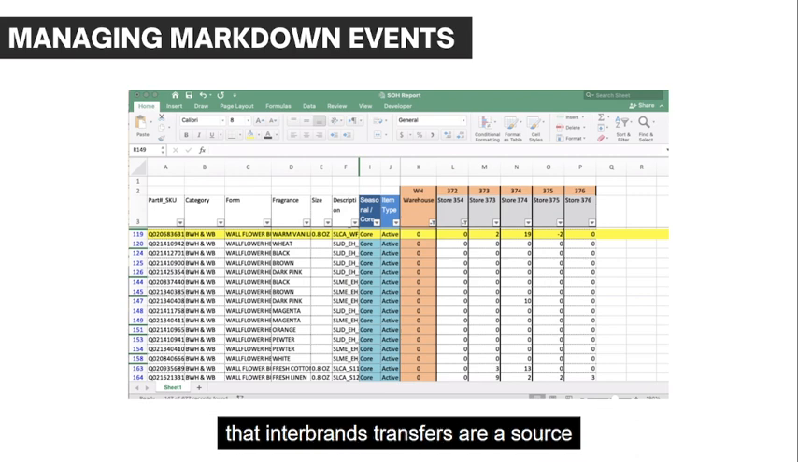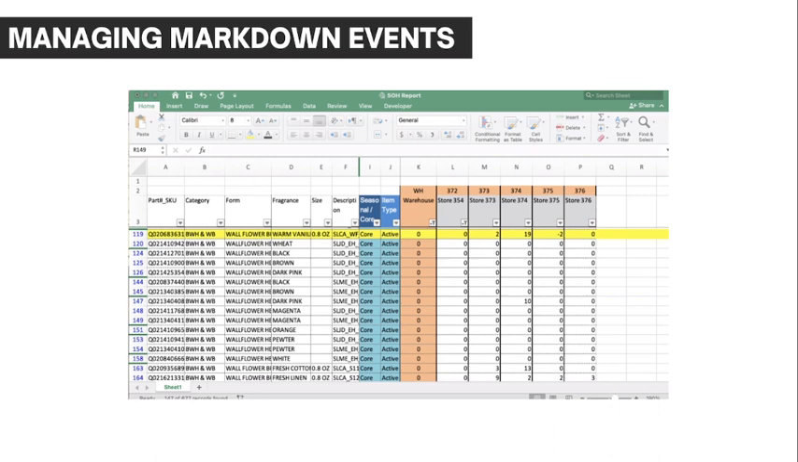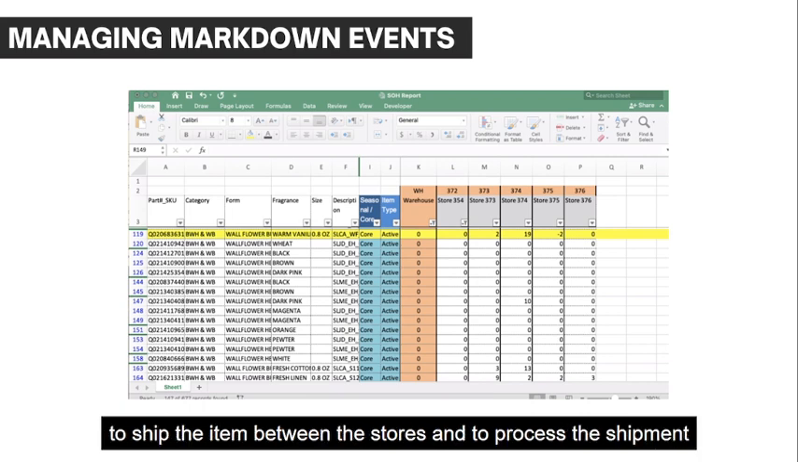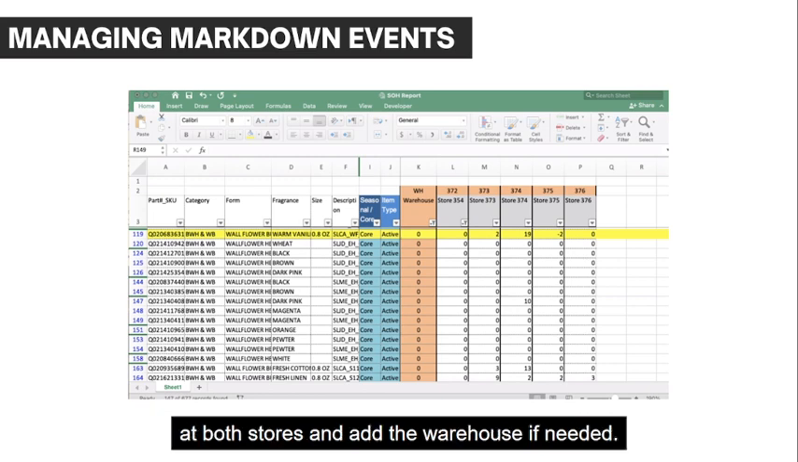It should be noted here that inter-branch transfers are a source of stock loss. Basically, any stock movement, whether from store to store or from store back to warehouse, carries a degree of stock loss risk. Also, transfers cost money to ship the item between the stores and to process the shipment at both stores and at the warehouse if needed.